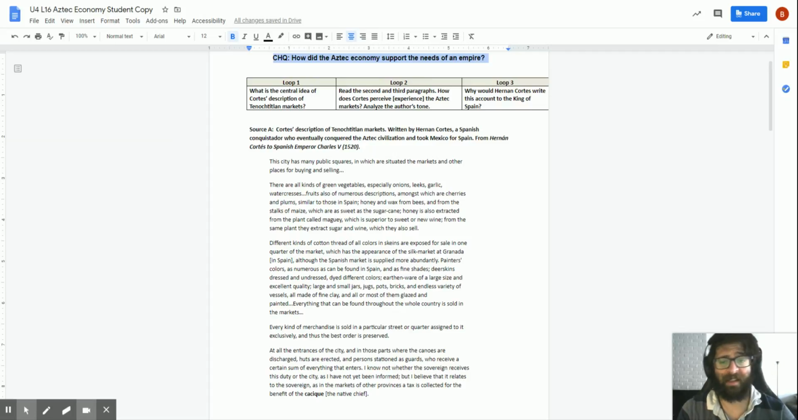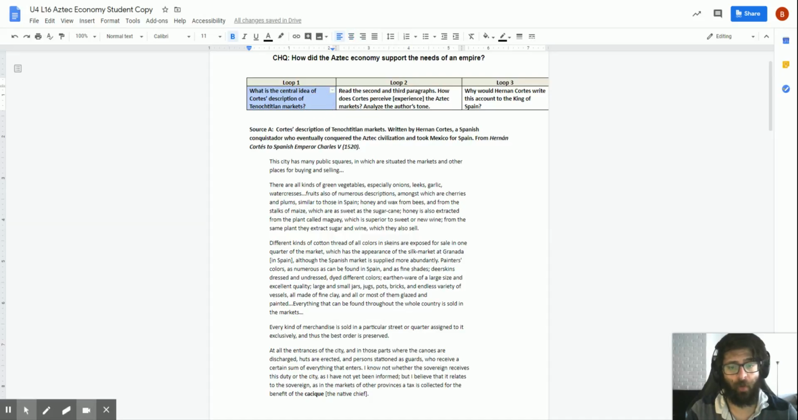As you can see, it has the loop reading. The idea here, and to do this best, is you read the 3 loop questions. Okay. So what is the central idea of Cortez's description of the Tenochtitlan markets? Read the 2nd and 3rd paragraphs. How does he experience the markets? And then how would he write this account to the King of Spain?